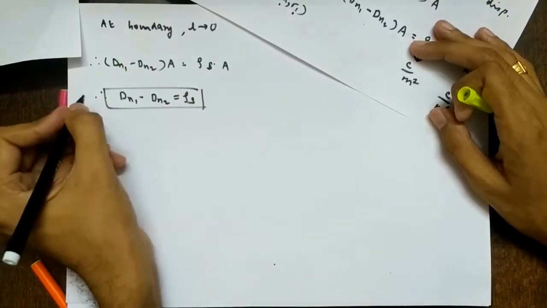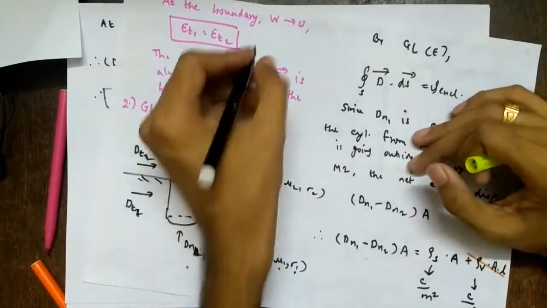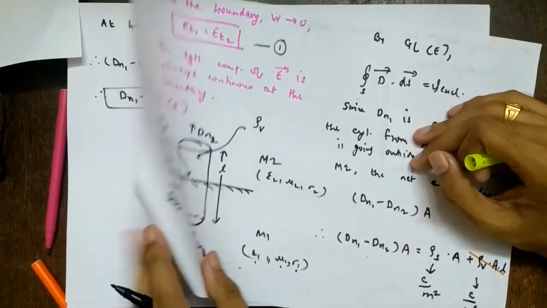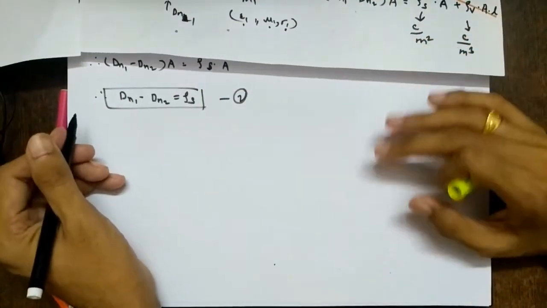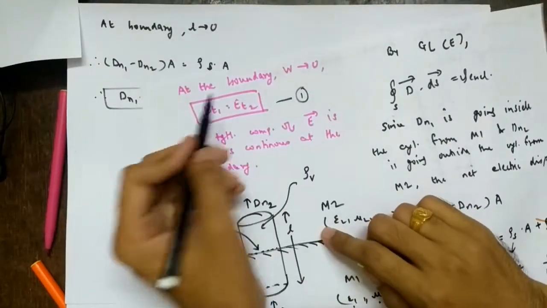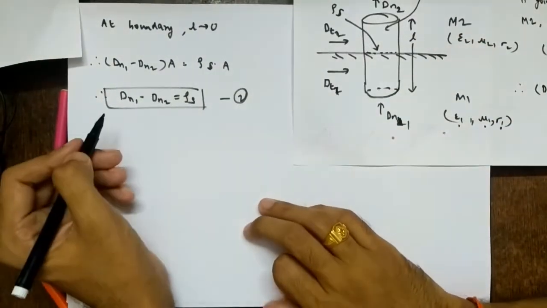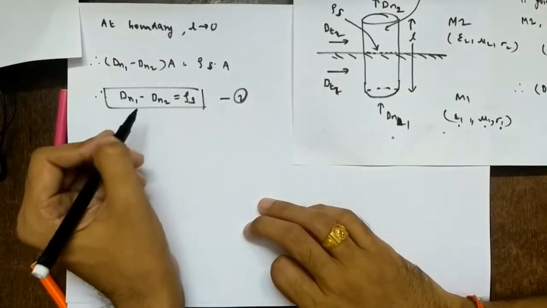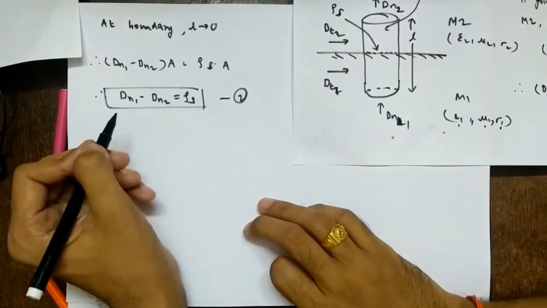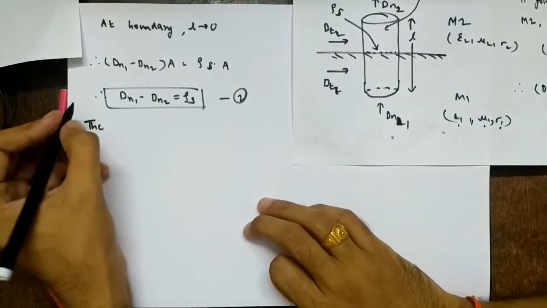So this is my second boundary condition, right? First was this one. What we have written: if Et1 is Et2, we are writing the tangential component of electric field is always continuous at the boundary. So if I want to say it is continuous at the boundary, when will this condition be there? If rho s is 0. So what statement can we read? Again you have to write these statements.